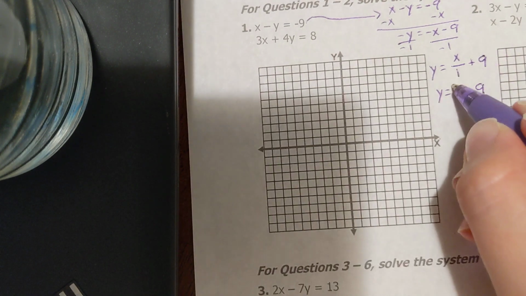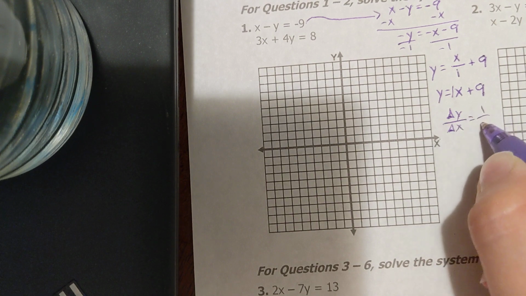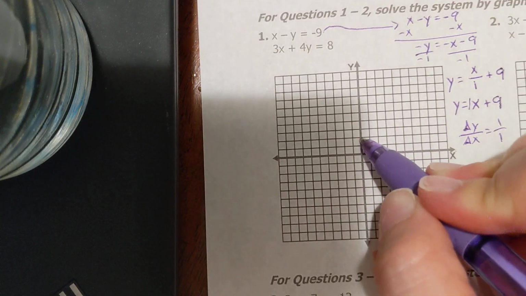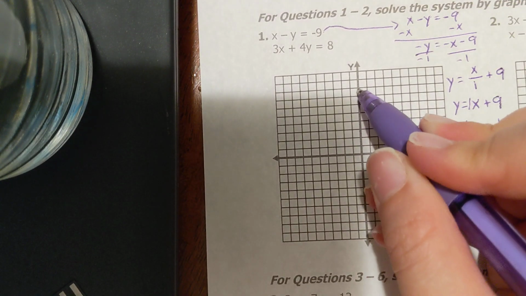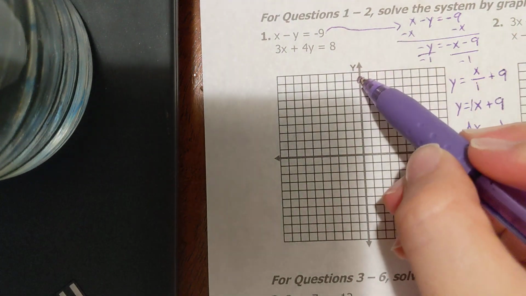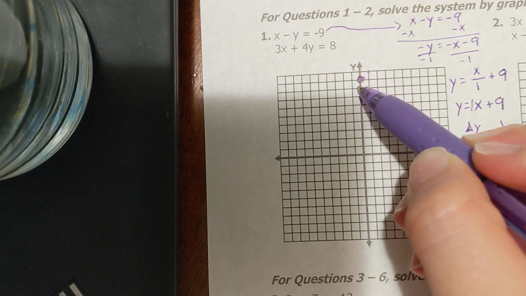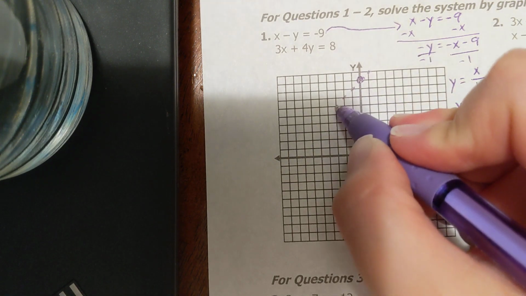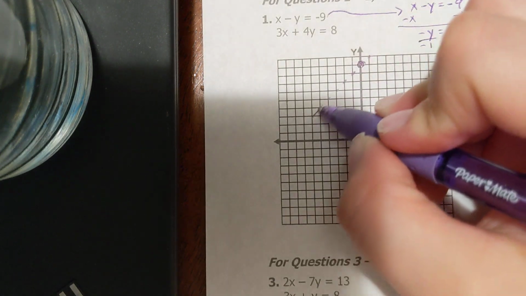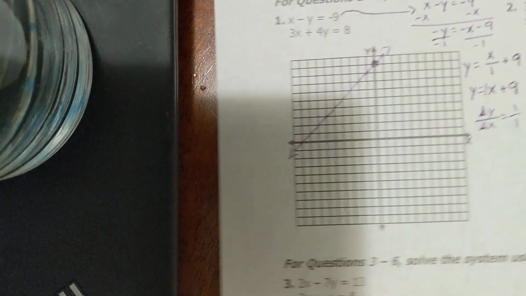I know that the slope is 1. So my change in y over change in x is just 1, or 1 over 1. And I'm going to start at 9 as my y-intercept. So 1, 2, 3, 4, 5, 6, 7, 8, 9. Slope is 1, so I go over 1 and up 1. But since I ran out of room, I can also go down 1 and to the left a few times. I'm going to draw my line through those. So that's my first one.